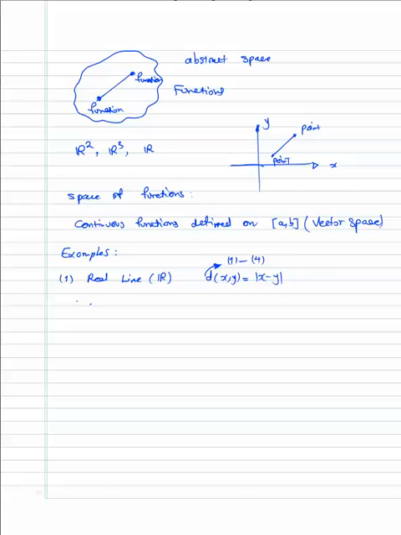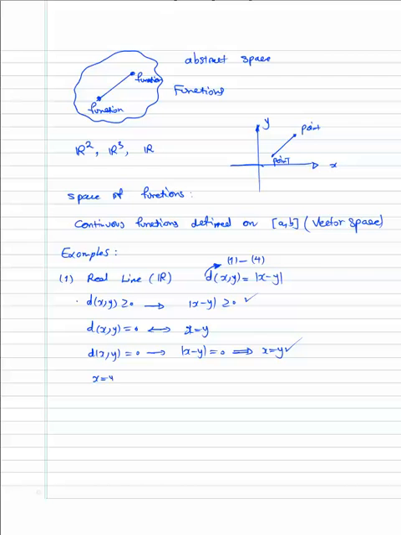Number 1 is that d(x, y) should be greater than or equal to 0. Because this is an absolute value, we know that this is greater than or equal to 0. And number 1 is checked. Number 2: d(x, y) should be 0 if and only if x is equal to y. If d(x, y) is equal to 0, that means that x minus y is equal to 0, then it means that x is equal to y. And this one is checked.